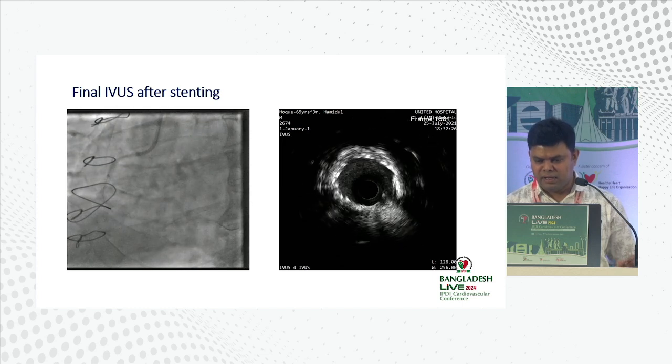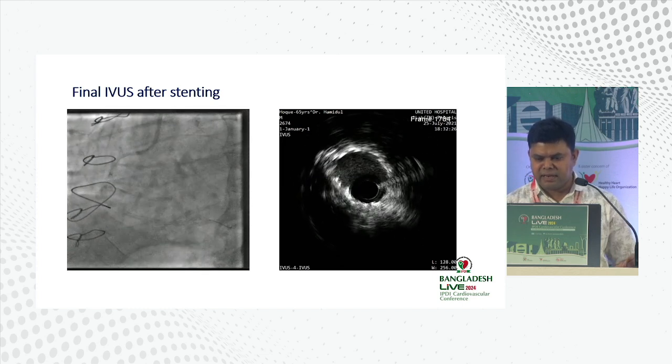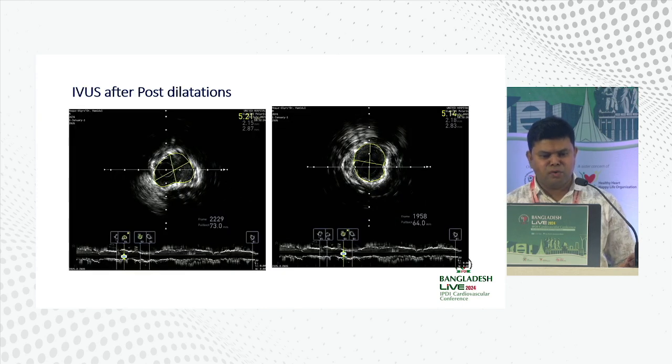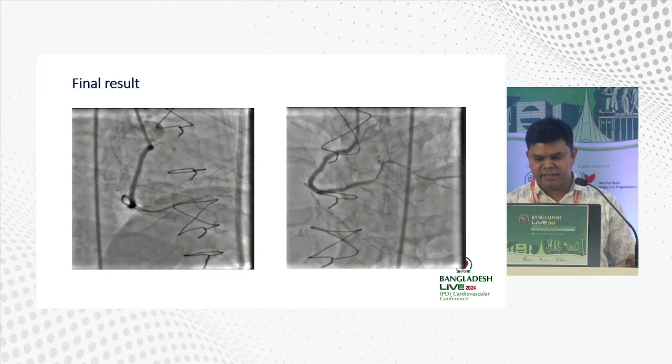Stent well expanded, nicely placed, and there was no malposition and good luminal gain. MSA is 5.2 and 5.1. So this is the final result.